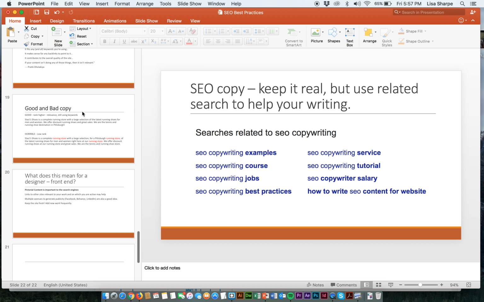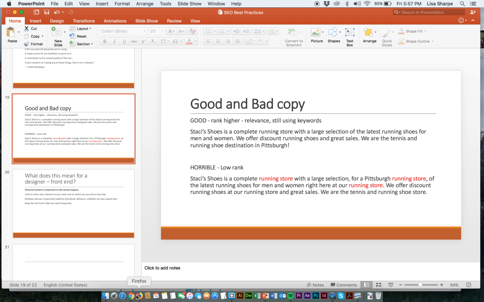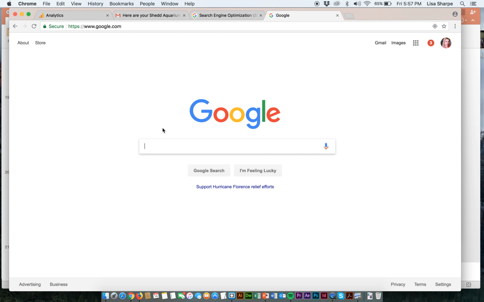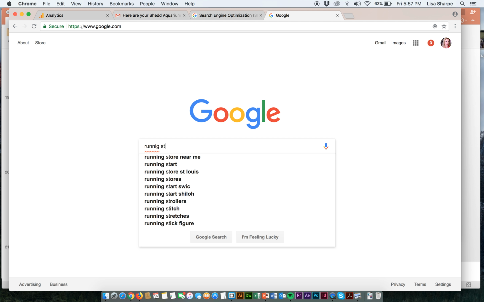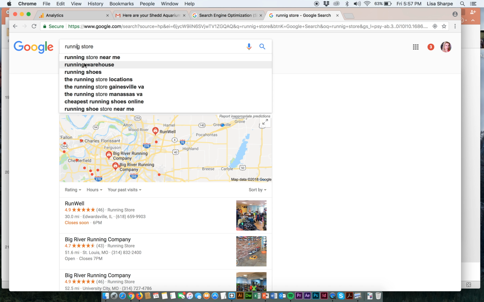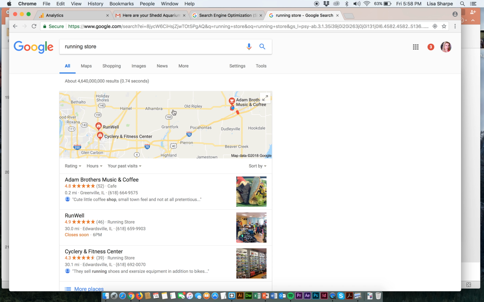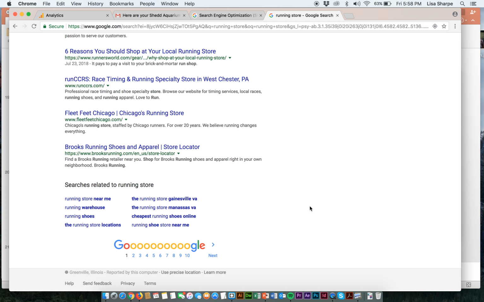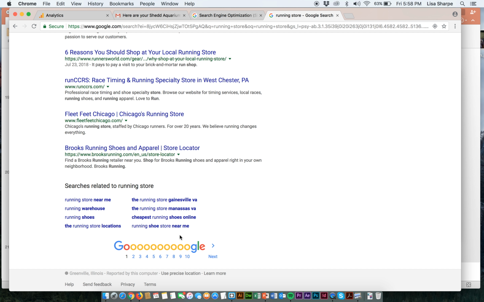So when we talk about good and bad copy with Stacy's Shoes, let's go to Google here for a second and let's look up running store. Oh, let's spell it right. That would be good. Okay, well, we don't have a lot of those near Greenville. It's giving us a large number of running stores, but it's also giving us related searches. Running store and running shoes go together.